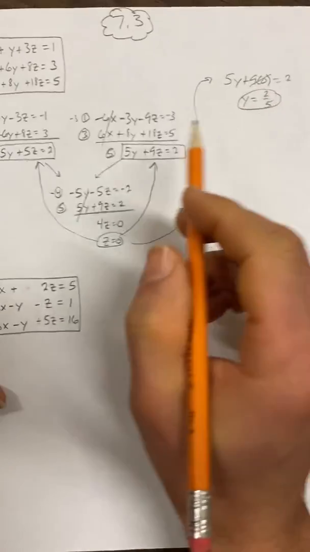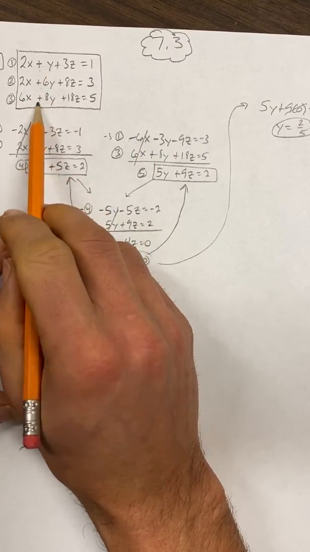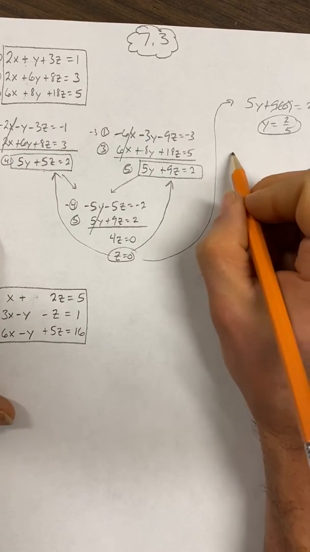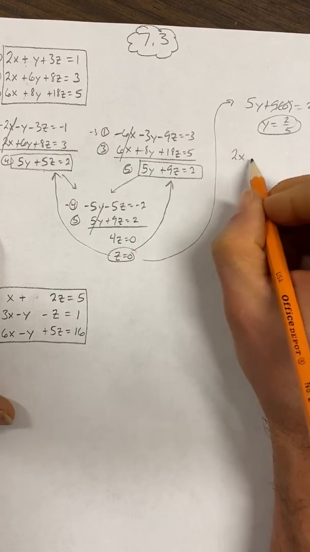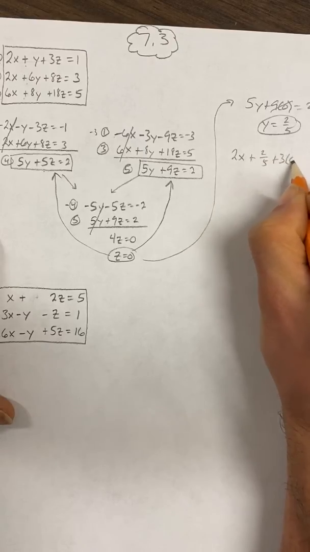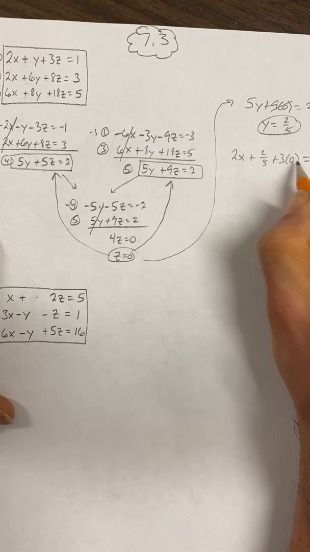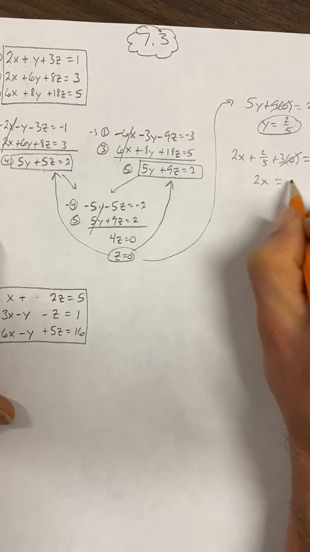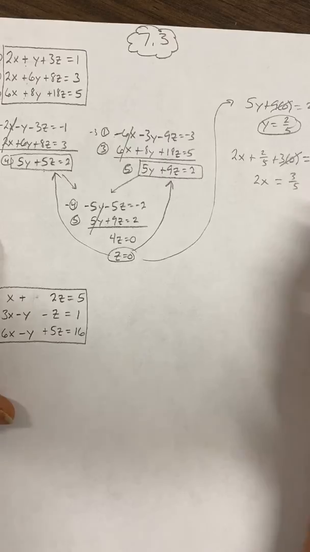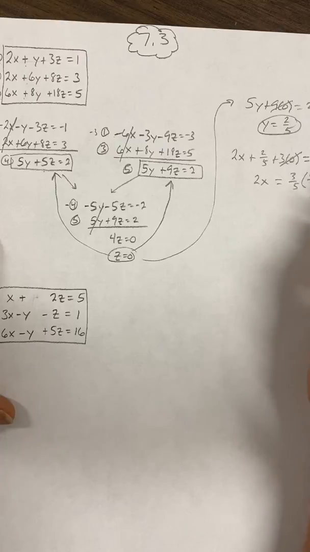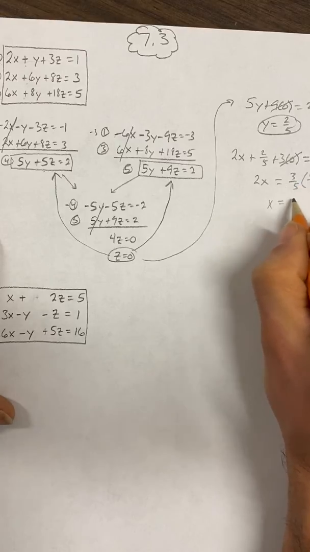And now I'll go back to my original equations, one of these. I'm going to pick the top one. You can pick whichever one you want. And I'm going to copy that down. It's 2x plus y, so plus 2/5, plus 3z, so 3 times 0, is equal to 1. Subtract the 2/5, which is now going to give me 3/5. I want to get a common denominator. Yes, I'm going to divide by 2, but it's probably easier to think of as multiplying by 1/2. And it looks like x is going to equal 3/10.